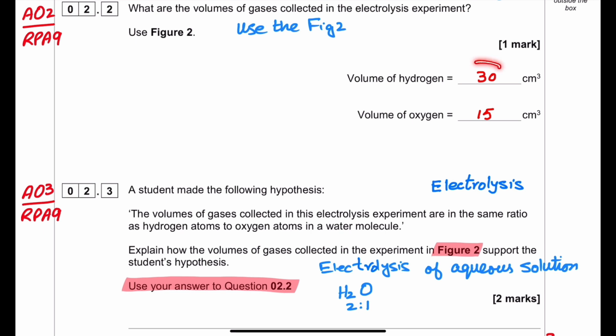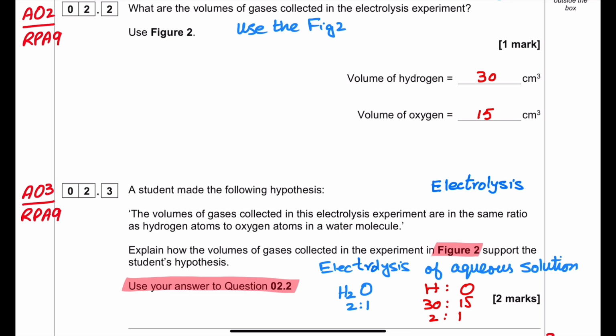If you look here in 2.2, the volume of the hydrogen is 30 cm³ and the volume of the oxygen is 15 cm³. The volumes of hydrogen and oxygen are 30 to 15, and it again becomes 2:1. Whereas in the water molecule, we have the same ratio, 2:1. So the answer to question 2.2 is supporting the student's hypothesis.